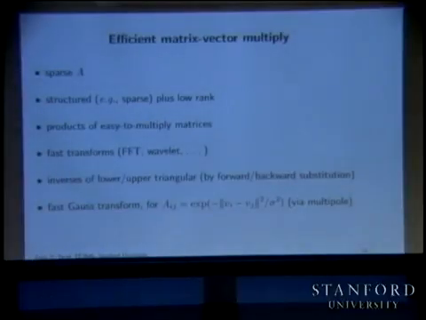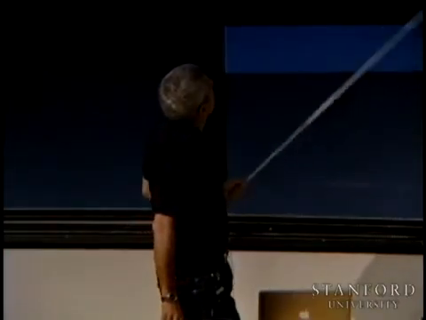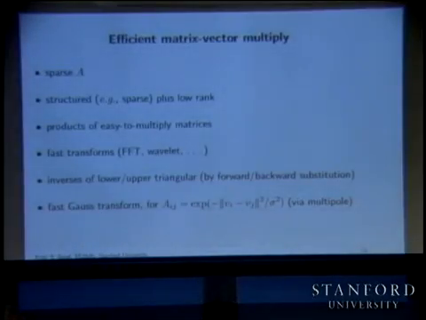If you have products of easy to multiply matrices, that works. Fast transforms come up. So FFT, wavelet, DCT, these types of things. Things like fast Gauss transform, where A looks like this, and you do this via multipole methods. This is actually an extremely interesting one. Here's a matrix that is dense, well, half dense, and that's this: the inverse of a lower triangular matrix. In fact, even the inverse of a sparse lower triangular matrix. That's a great example. So I give you a sparse lower triangular matrix. By the way, the inverse of that is generally completely dense.